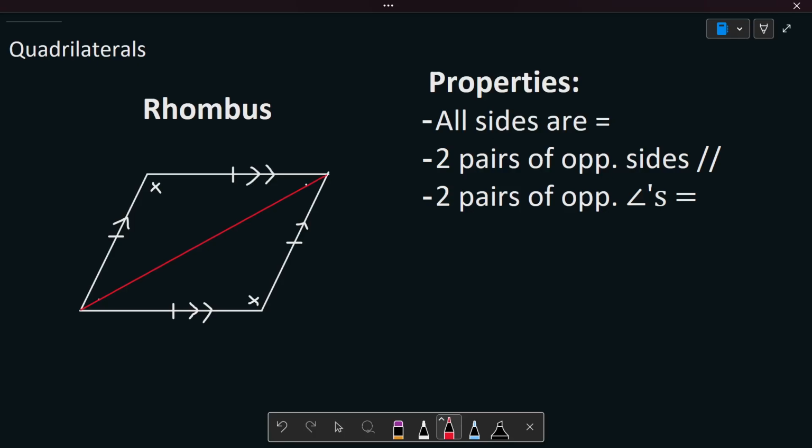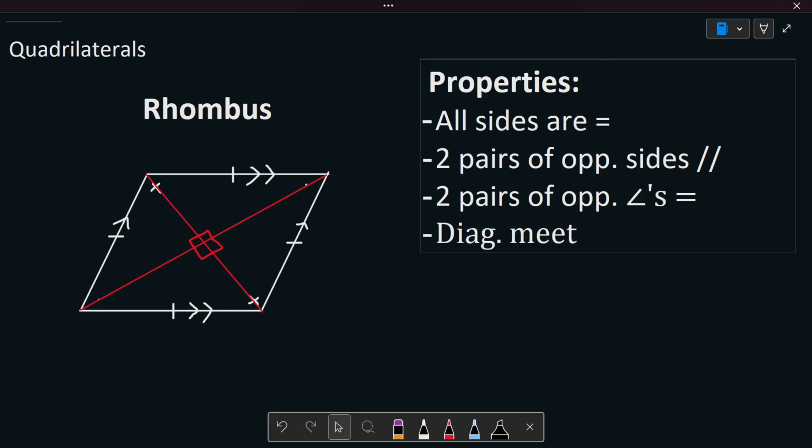Here's where the diagonals go, and then this diagonal here will intersect with the other diagonal, like that. Okay, so what do we see over here? Because this is a rhombus, we must know that these diagonals will meet at 90 degrees. So that is what we're going to say over here. So the diagonals meet at 90 degrees.